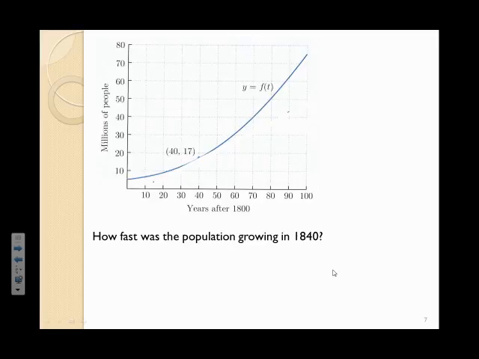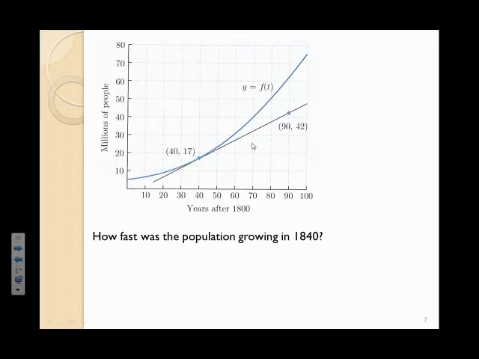So the instantaneous rate of change is to find the first derivative. Now, unfortunately, in this example, we don't have a formula for this. We don't have what the function is in terms of x's and y's. But what we can do, since we have a graph, is to graph the tangent line. Now, the slope of this tangent line will be the first derivative, and the value of it at this point will be how fast the population was growing in that year. Since we don't have the formula, we have to find the slope of this line.